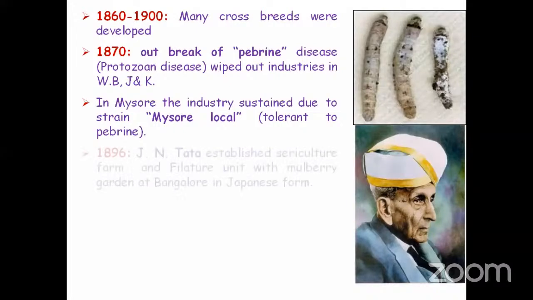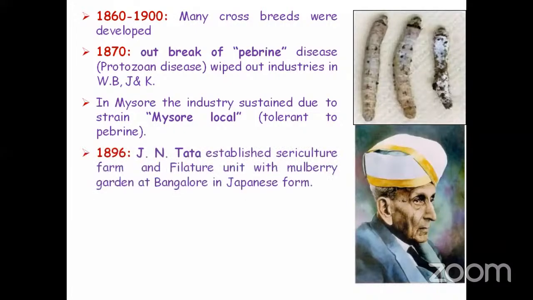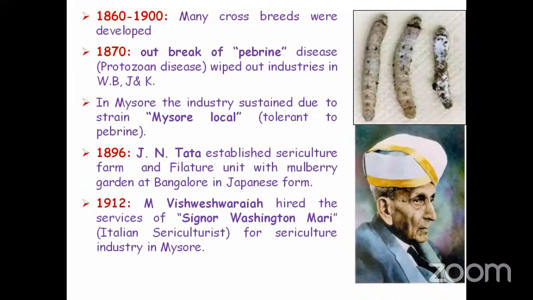Then in 1896, J. N. Tata, Jamshedji Tata, established a sericulture farm and furniture unit with a mulberry garden at Bangalore in Japanese form. Then in 1912, M. Visvesvaraya hired the services of Signor Washington Mari, an Italian sericulturist, for the sericulture industry in Mysore.